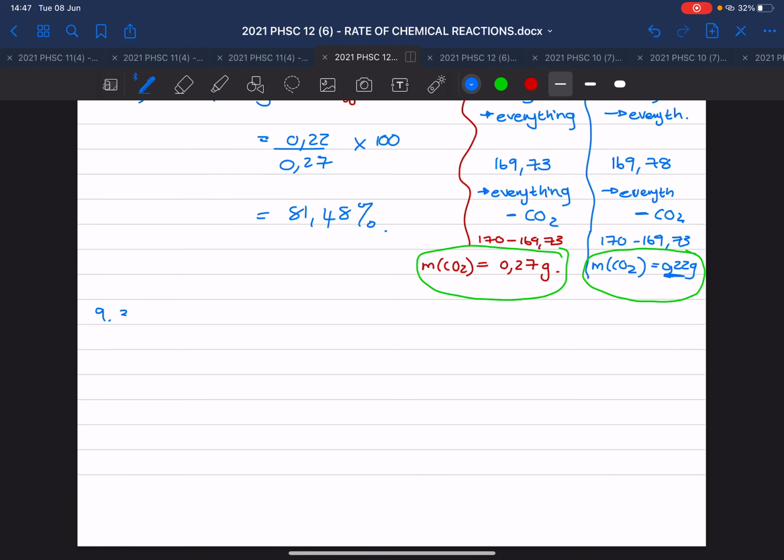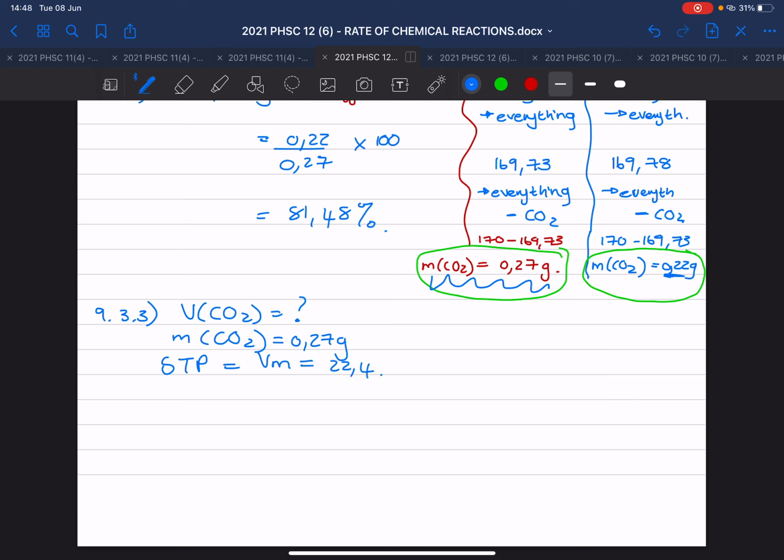Then question 9.3.3. Now say calculate the maximum volume of carbon dioxide that is produced during the reaction of pure copper carbonate. So we are here with the pure, so the mass of the carbon dioxide that is produced is 0.27 grams. And they say under standard conditions. Standard conditions means STP, so we can use the volume at standard conditions, which is 22.4. Alright, so they want the volume.